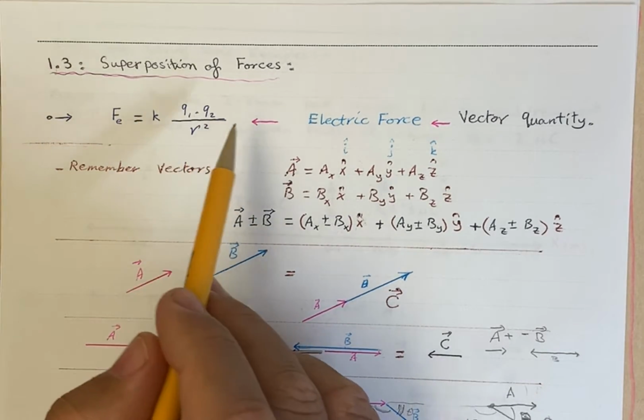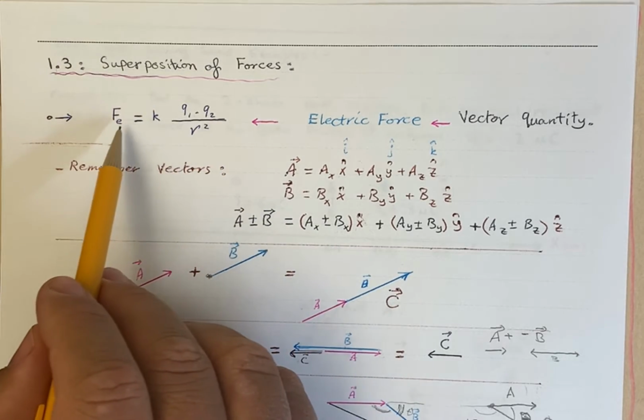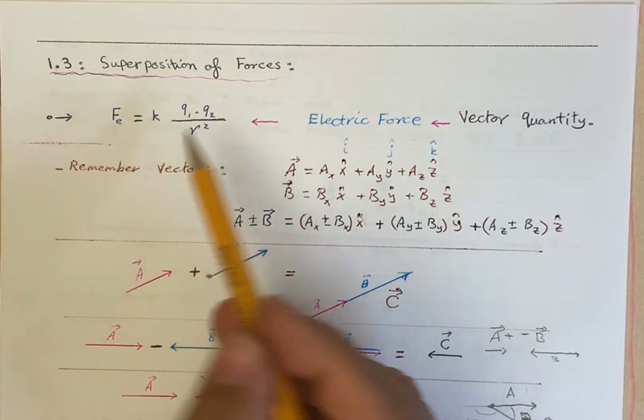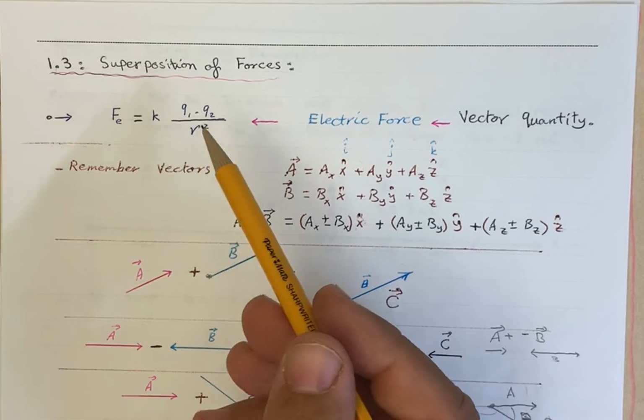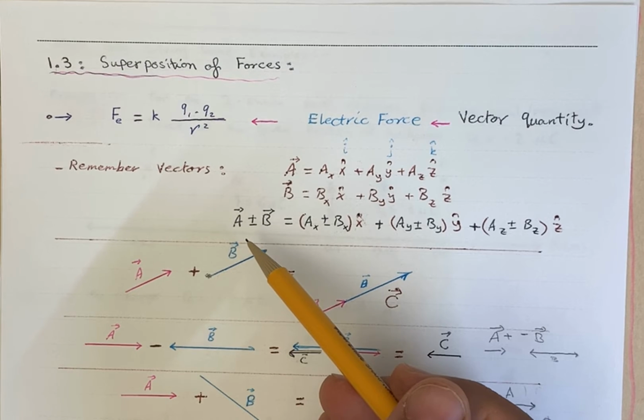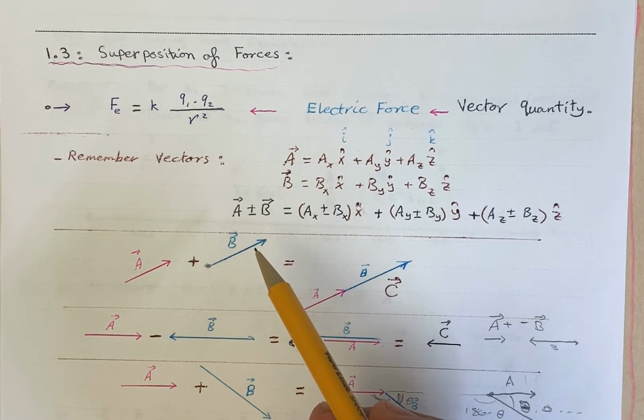Superposition means we have addition of these forces. So if we have many forces, we need to add them to find the resultant force. We mean by that the superposition. We will see that now using some examples.